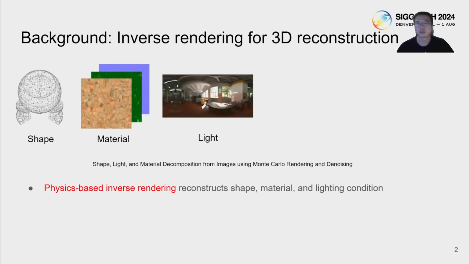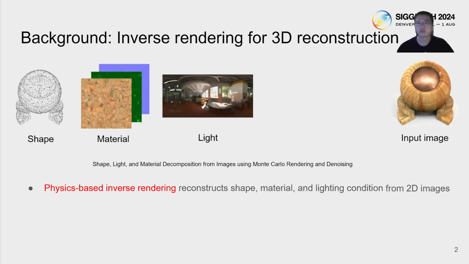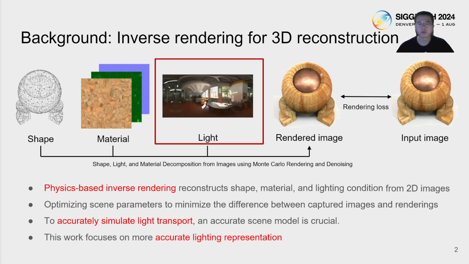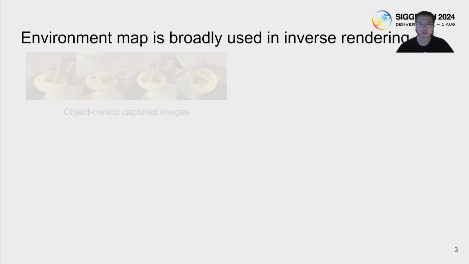Physics-based inverse rendering can reconstruct shape, material, and lighting conditions from 2D images, which is useful in 3D reconstruction and scene digitization. It typically optimizes scene parameters to minimize the difference between captured images and renderings. To accurately simulate light transport, an accurate scene model is crucial. Therefore, in this work, we focus on a more accurate lighting representation.